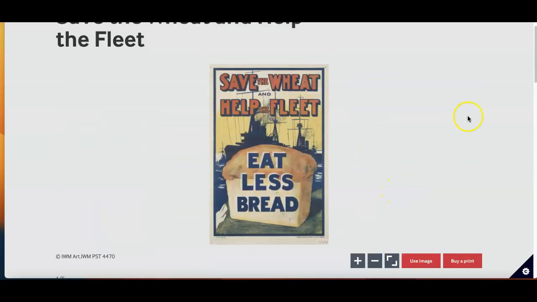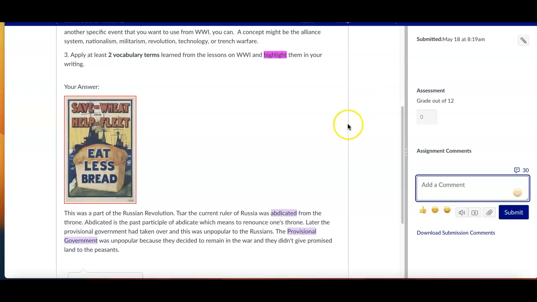All right, so what we've got on yours is information about what happened with the Russian Revolution, which is good information for World War I, but not necessarily for this poster. Okay, so what you're going to want to do is to take all of this and delete it, unfortunately.